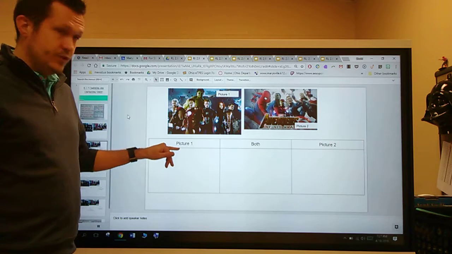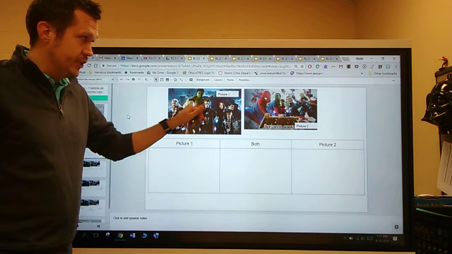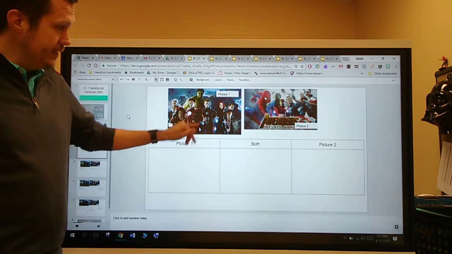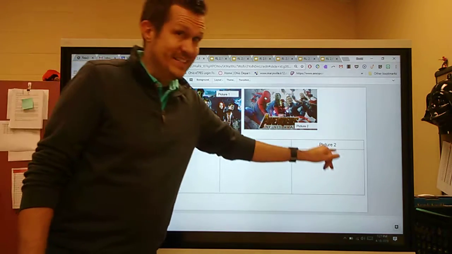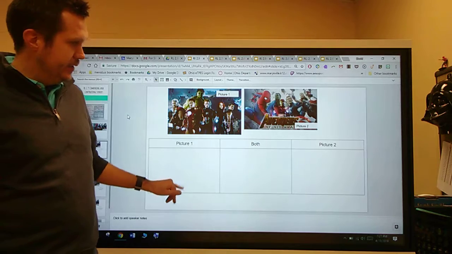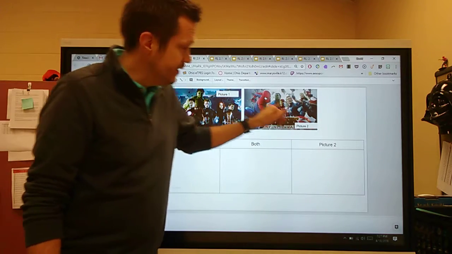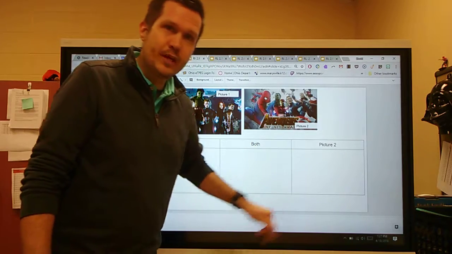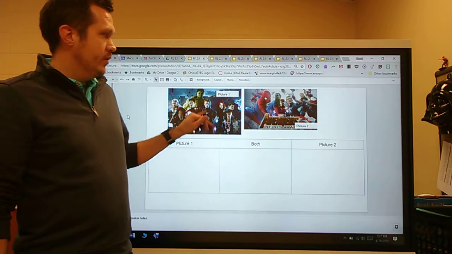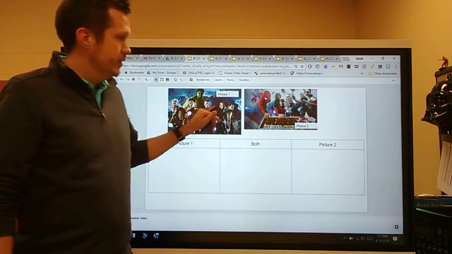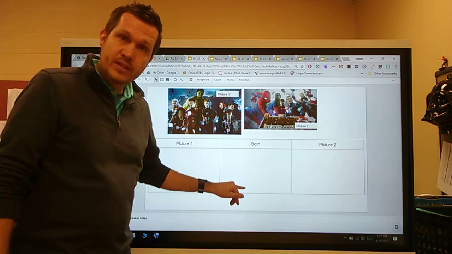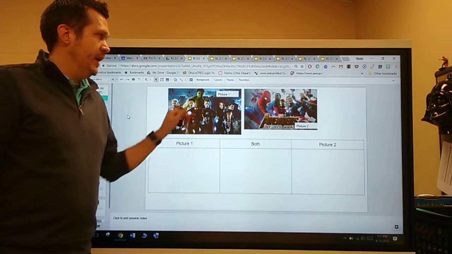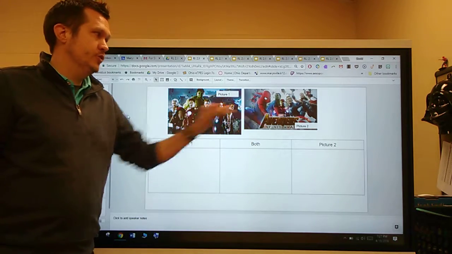So what we're going to do is list the different things here that picture 1 has. Everything that picture 1 has, that picture 2 does not have, would go right here. Everything that picture 2 has, that picture 1 does not have, would go right here. That's right, you were thinking that. And anything that they have in common, we're going to place right here under both, because that's what they have the same. So let's do this one first. Let's figure out what picture 1 has that picture 2 doesn't.